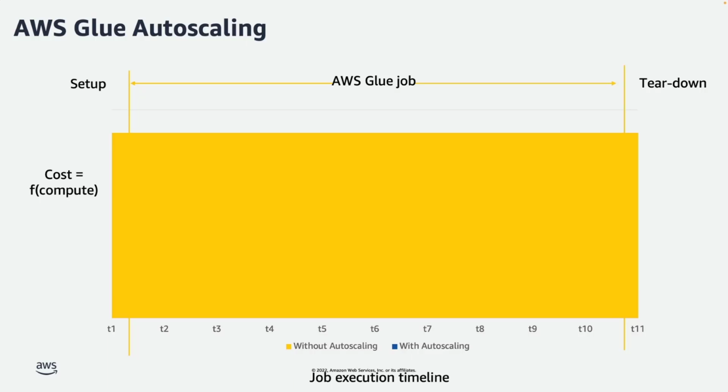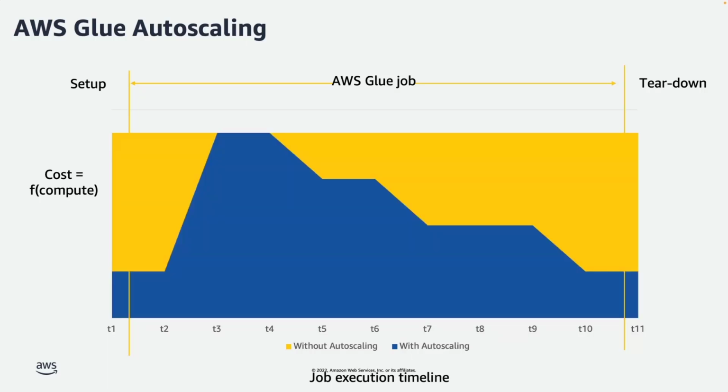Now let's take a look at how this will work with auto scaling. With auto scaling, in this scenario, I have three different operations. The first one is a list operation where I don't need all the compute. So at that point, what Glue will do is scale down the compute. Once the list operation is done, the next one that I'm doing is a wide transform, which probably needs all the executors. So it will scale up.